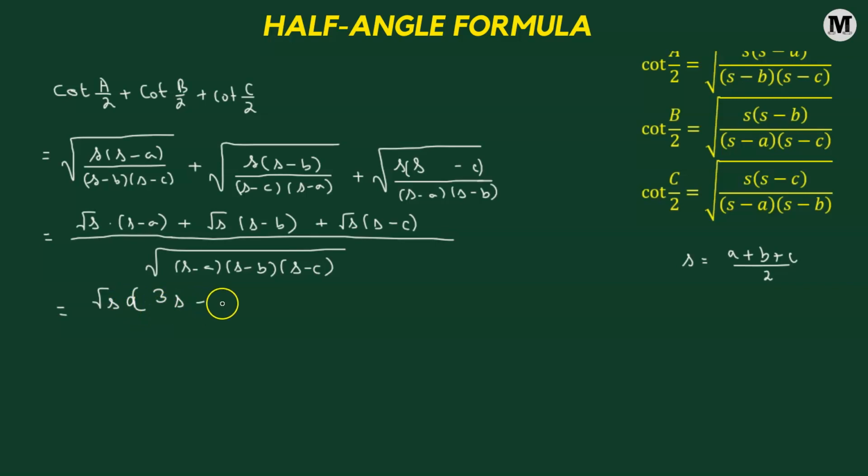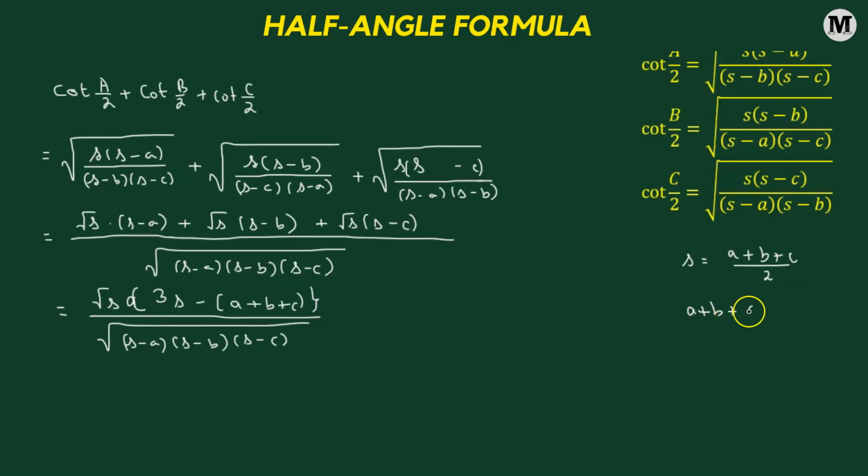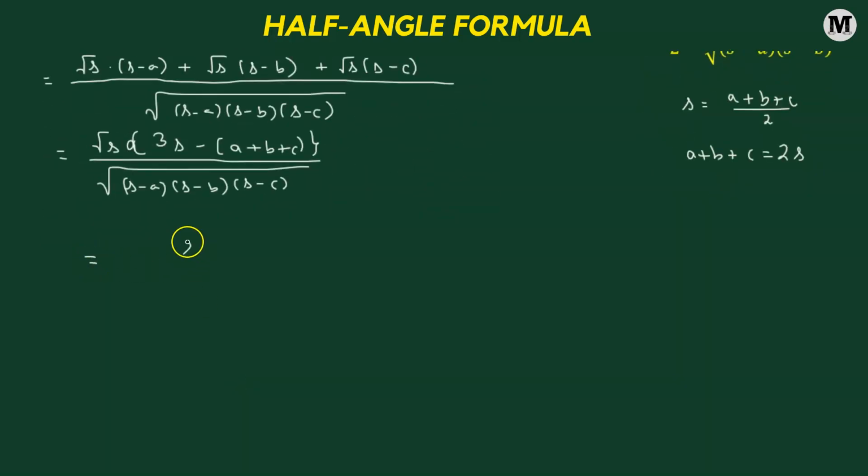Now what we'll do, we'll take negative as the common factor so that we have A plus B plus C. Fine. This is going to be divided by the square root of S minus A multiplied by S minus B times S minus C. Now what is A plus B plus C? A plus B plus C is equal to 2S, which means that 3S minus 2S is going to give us simply S in the numerator. So now we have S times square root of S, whole divided by the square root of S minus A times S minus B times S minus C.